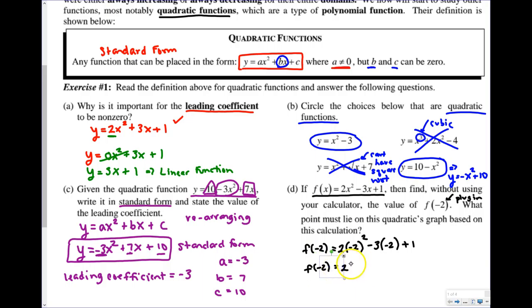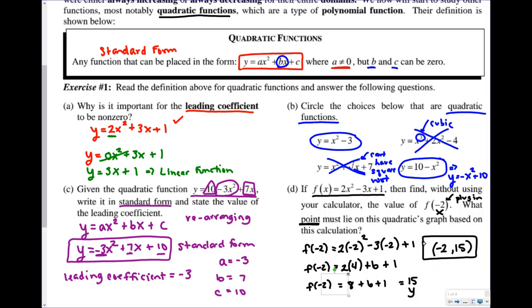Always do exponents first. Negative 2 squared is 4, and negative 3 times negative 2 is going to give me a positive 6. Keep simplifying. 2 times 4 is 8. And 8 plus 6 plus 1 is 15. Now it asks me what point must lie on the line. Well, this is my x value, and this is my y value. So my point would be negative 2, 15. So that point would lie on that graph.